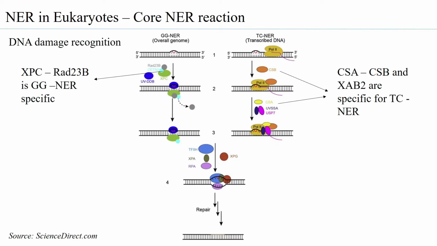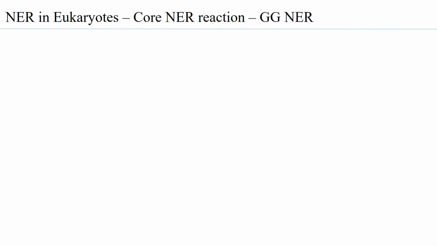Once the DNA damage has been recognized by these respective complexes, thereafter the repair remains the same. So the core NER system after the DNA damage recognition point in these two subforms involves the same set of molecules to actually carry out the repair. So let us begin to look at the core NER reaction in the global genome nucleotide excision repair. Which are the core factors that are involved in this core NER reaction?